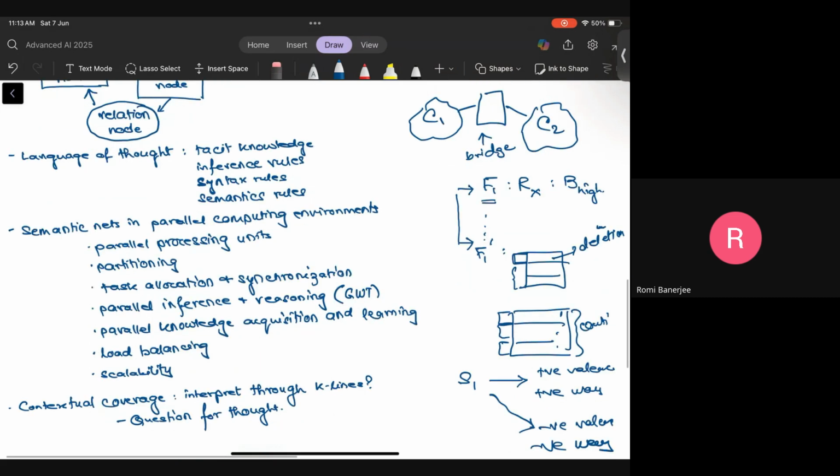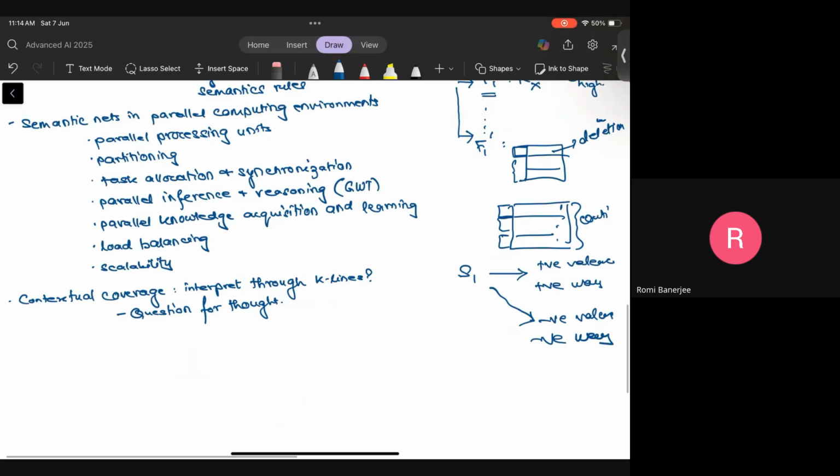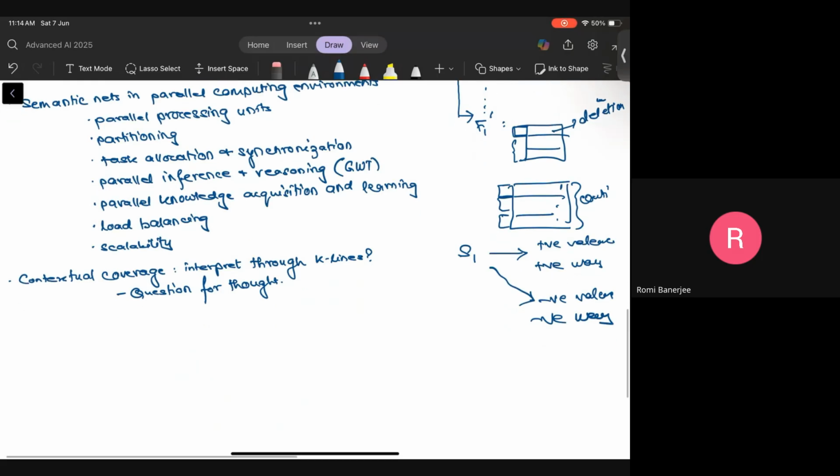So this is pretty much okay. This term that you see over here, GWT, this is called the global workspace theory. I think I told you about this in class. So say global workspace theory is like you have a parallel computing environment. You have different nodes working on different sections of semantic networks.